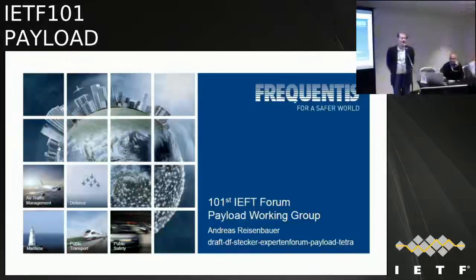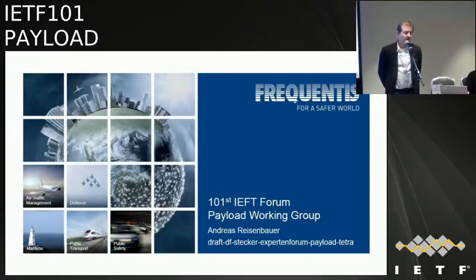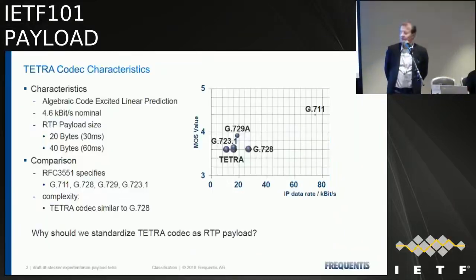Good afternoon. I want to present a quite old codec to be standardized as an RTP payload. It's about the Tetra codec. This is an algebraic code excited linear prediction type codec. It's at 4.6 kilobit per second, and encapsulated in RTP. It comes with 20 bytes payload on 30 millisecond packet size and 40 bytes with 60 millisecond packet sizes.